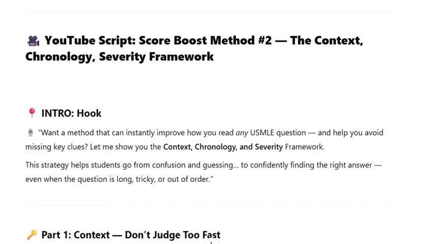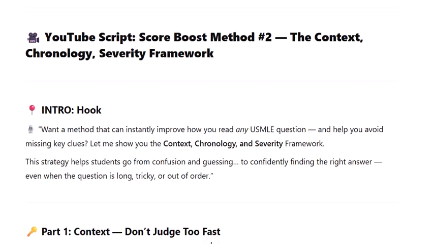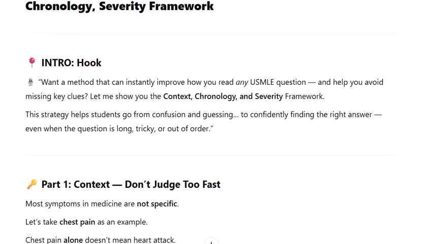YouTube script, score boost method 2: the context, chronology, severity framework. Want a method that can instantly improve how you read any USMLE question and help you avoid missing key clues? Let me show you the context, chronology, and severity framework. This strategy helps students go from confusion and guessing to confidently finding the right answer, even when the question is long, tricky, or out of order.